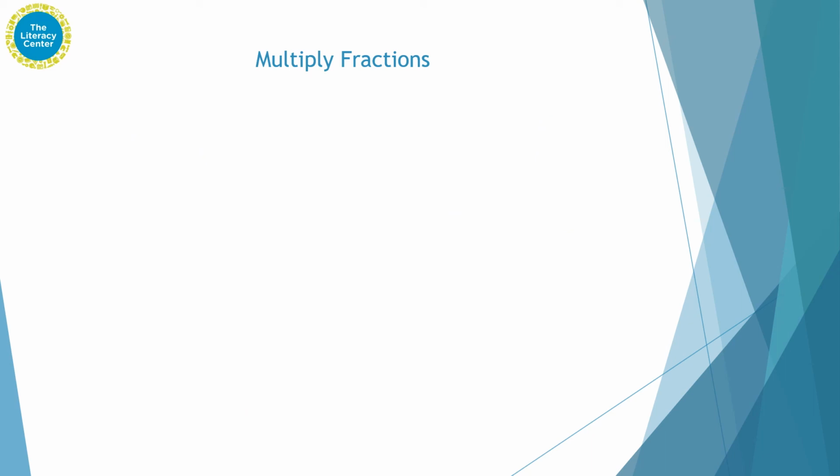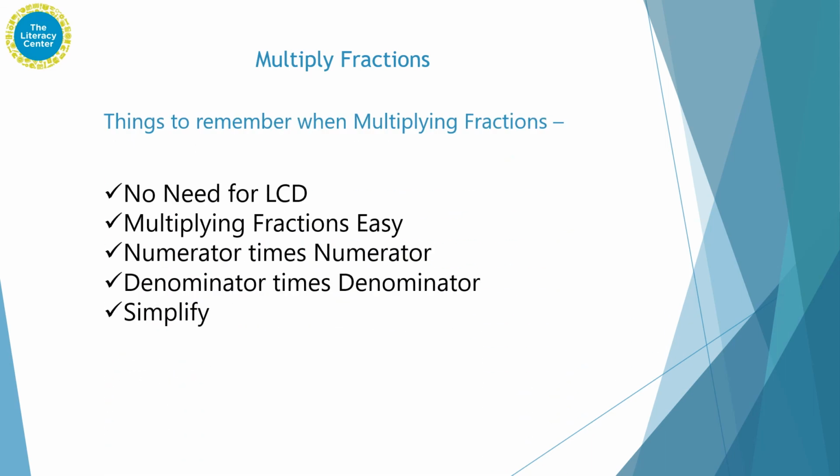So now we understood that we need to remember a few things when we multiply fractions. There is no need to find a least common denominator. Multiplying fractions is comparatively easy and straightforward. What you need to do? Numerator times numerator and denominator times denominator. And the last step would be to simplify your result if you can.